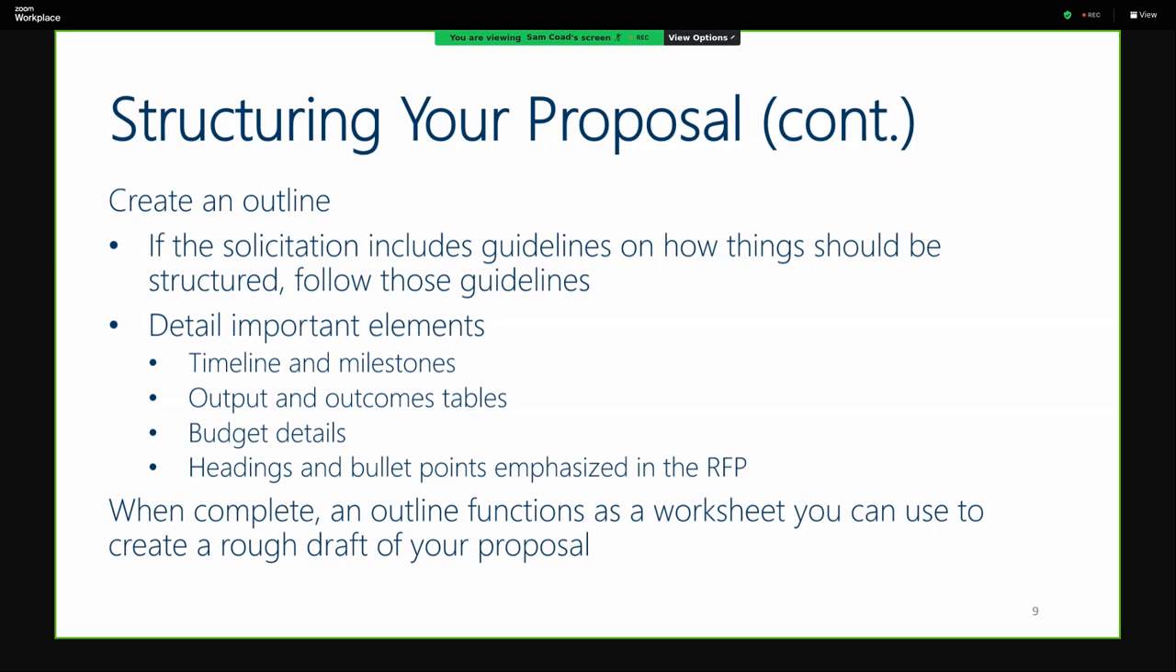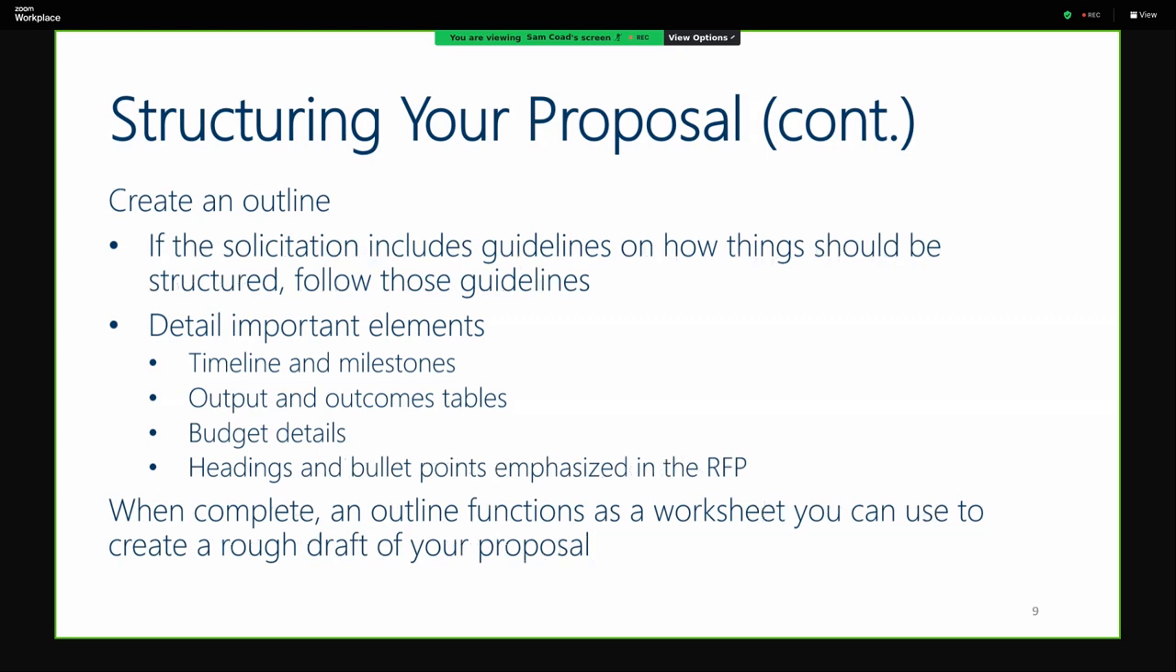Budget details are also important. You might have a budget table, but having a budget narrative that explains why costs are the way they are is helpful. A lot of times agencies or solicitations will have their own templates for that, but you want to make sure to detail how much money you're asking for and what that money is going to be used for in your proposal as well.